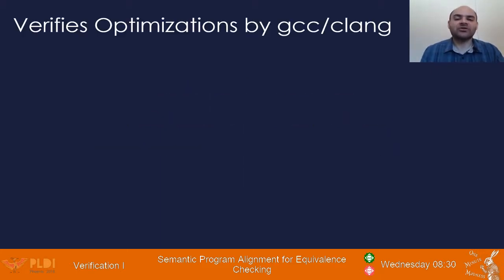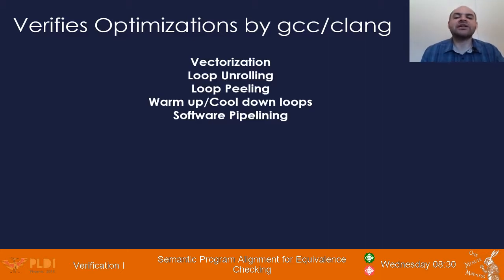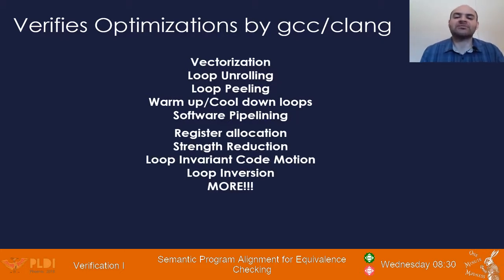We show that our tool can handle control flow transformations like vectorization, loop unrolling, and loop peeling, as well as optimizations that don't change loop structures as implemented by modern compilers on x86-64. Come see our talk.